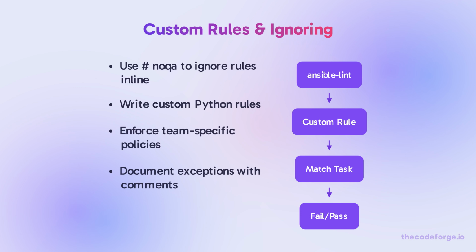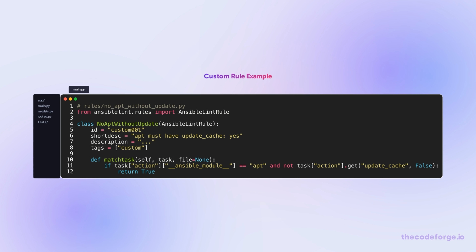Sometimes you need to ignore a rule intentionally. Use # noqa with a comment explaining why. For team-specific policies, write custom Ansible Lint rules in Python. For example, a rule that enforces all file tasks have owner and group set. This custom rule checks that every apt task has update_cache. Then add it to Ansible Lint with rulesdir.